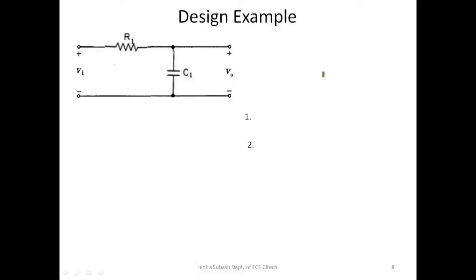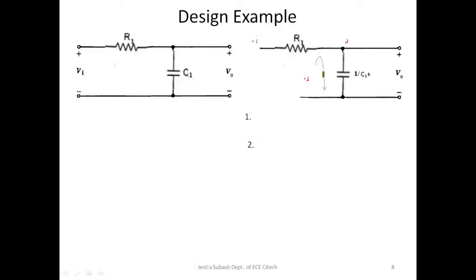So this network has to be transformed into the S domain, where the resistor is represented as R1. Then vi of t has to be replaced by capital Vi of S, and v naught of t in the time domain has to be replaced by V naught of S in the S domain. The current flowing through here, i1 of t, has to be represented as capital I1 of S. And the Laplace transform of C1 has to be replaced by 1 by C1S.